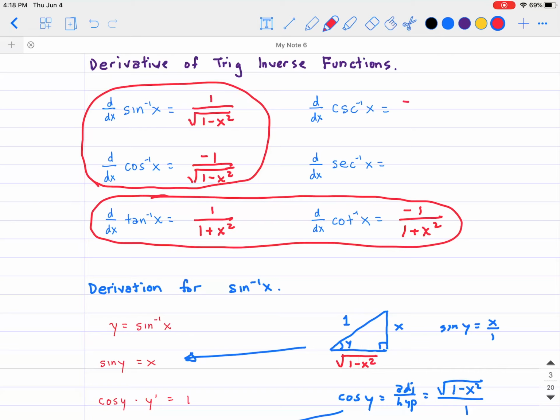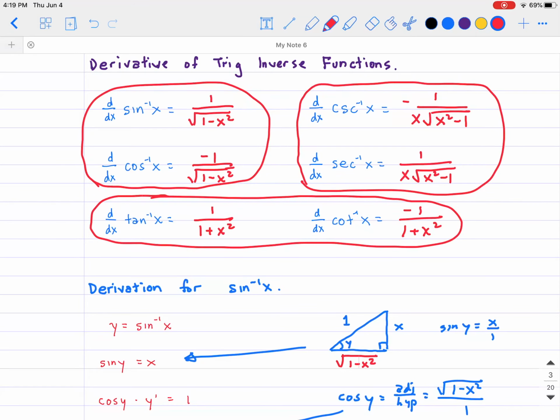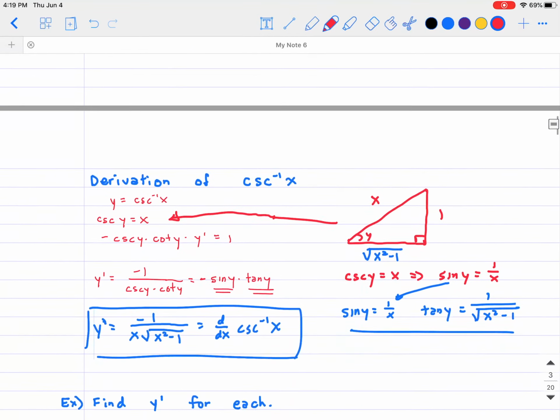For cosecant and secant, well, I derived one, so you can probably imagine what the other one is going to be. For cosecant, our derivation says it's negative 1 over x multiplied by the square root of x squared minus 1. So you can guess that the secant one is the negative of that, which is 1 over x times the square root of x squared minus 1. So if you can just remember them by grouping, I think that'll make things a lot easier.